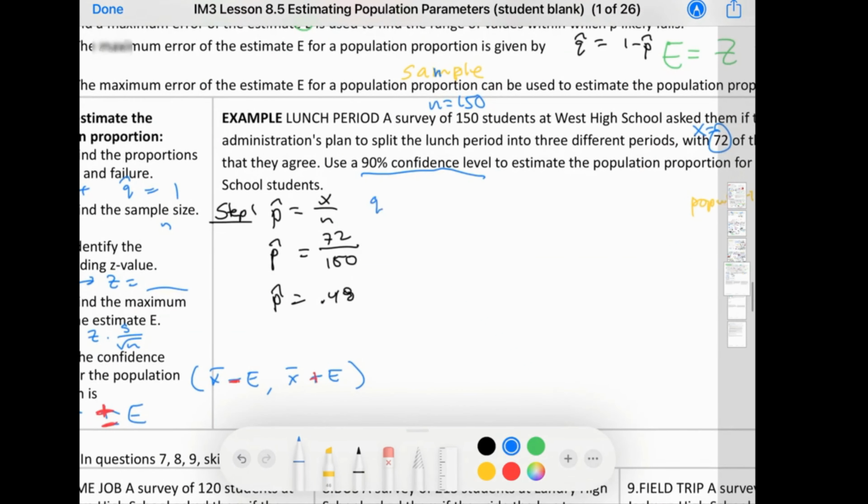Q hat is basically the complement, we call it. So 150 minus 72 equals 78. So q hat is really 78 over 150, because those are the people who are saying, nah, I'm not in agreement. And if you do the math, that would be 0.52. So you have p hat and we have q hat. That was step number 1.